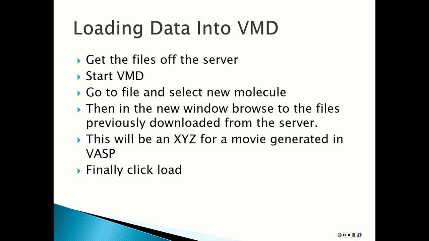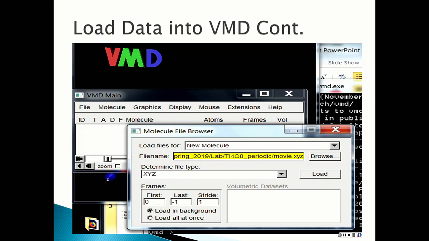Get the files off the server, start VMD, go to File and select New Molecule. Then in the new window, browse to where the files have been downloaded onto your local machine. There should be an XYZ file called movie.xyz. Select that file and then load it into VMD. This is just a screen capture of the final step of that process before you actually click load.